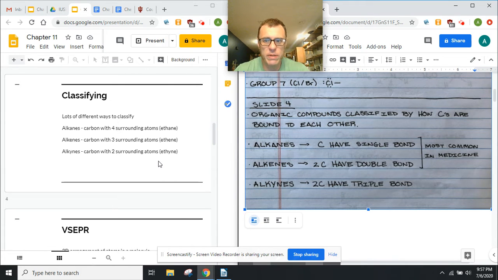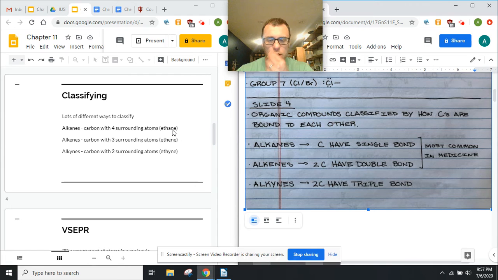Alkenes, 2 carbons have a double bond between them. It doesn't matter how many double bonds there are. If there's one carbon-carbon double bond, boom, alkene. These are the most common ones that we're going to be looking at. Alkynes, 2 carbons have a triple bond between them. If there's only one triple bond, it still doesn't matter. That is an alkyne. So this is how we are going to be classifying them right here.